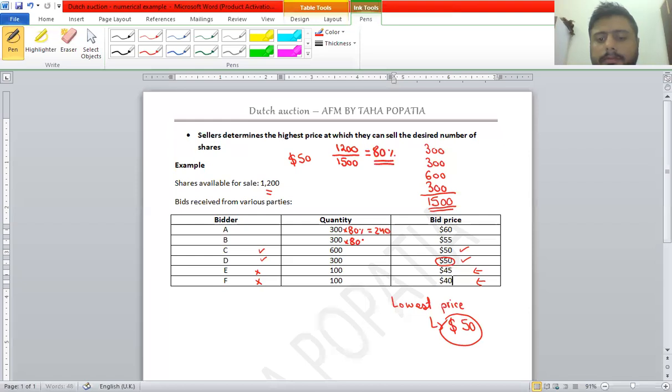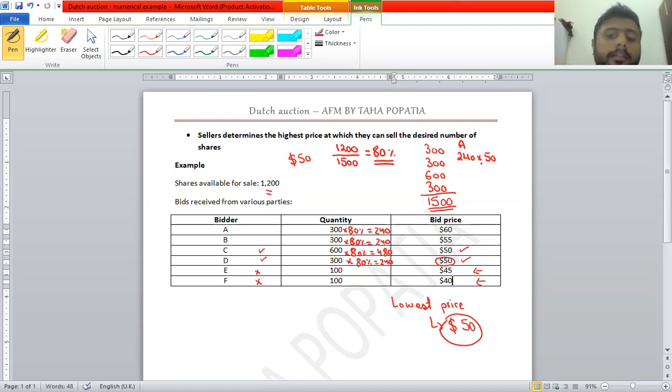B will get 240 shares. C will get 480 shares. And D will get 240 shares as well. So if you add all these together, 240 plus 240 plus 480 plus 240, this is 1200. You see? So the 1200 shares that were available for sale will be sold such that A will receive 240 shares at a price of $50. Do remember this, not at a price of 60.